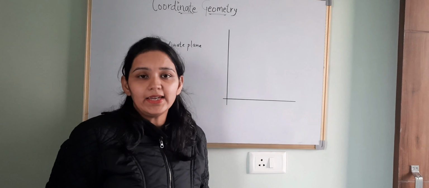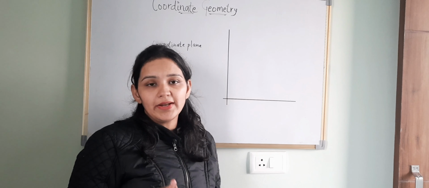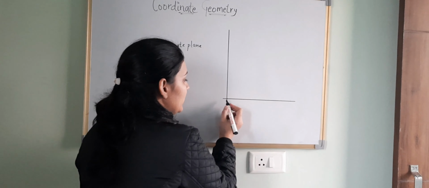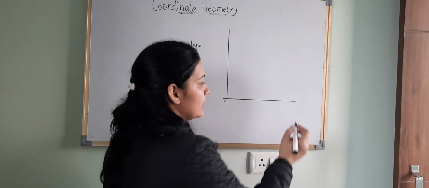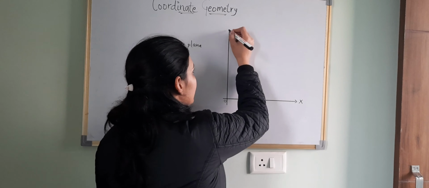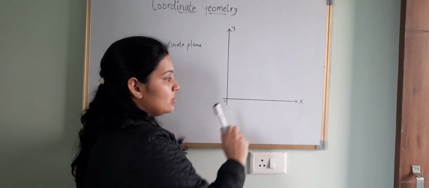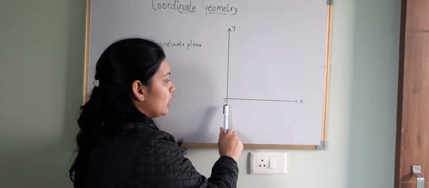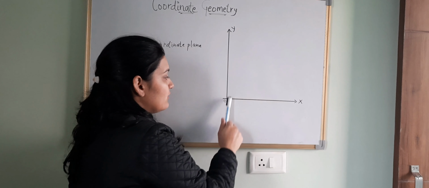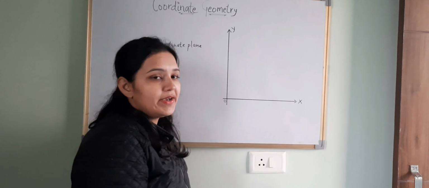Coordinate plane, you can say it is a two-dimensional plane, okay, where two perpendicular lines intersect each other at some point O, known as the x-axis and y-axis. So see class, here this is your coordinate plane where your two perpendicular lines, that is x-axis and the y-axis, are intersecting at the point O, which is called the origin.